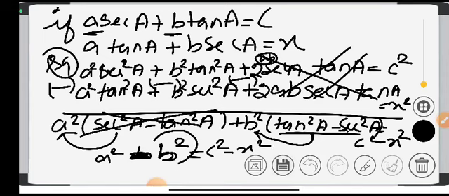Why minus here? You know that. The minus is here because you have learned that secant square A minus tan square A is equal to 1. If I write tan square A minus secant square A, it is equal to minus 1. If the value is replaced, the minus sign will be placed here.